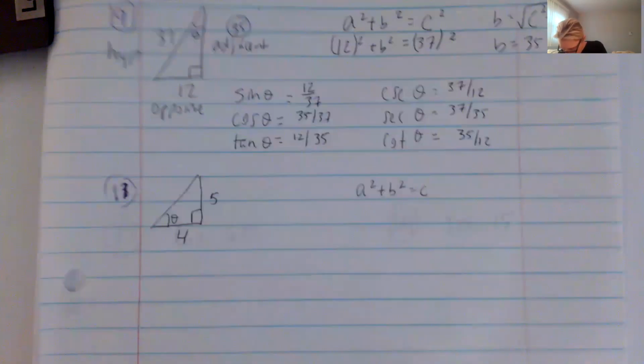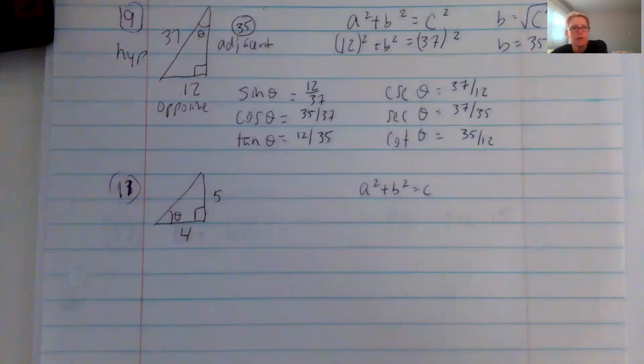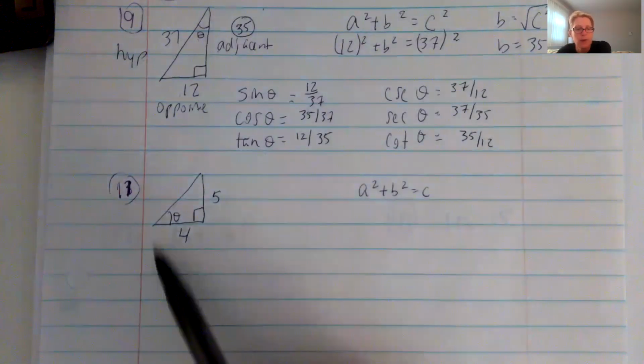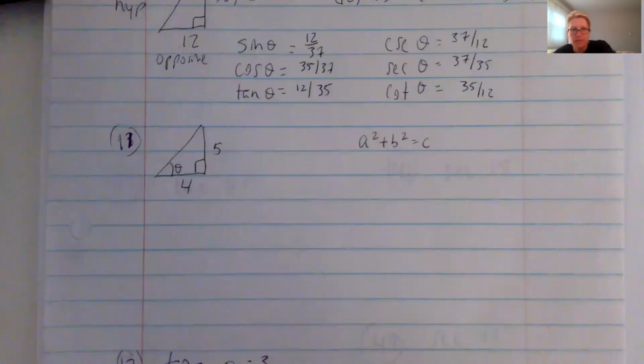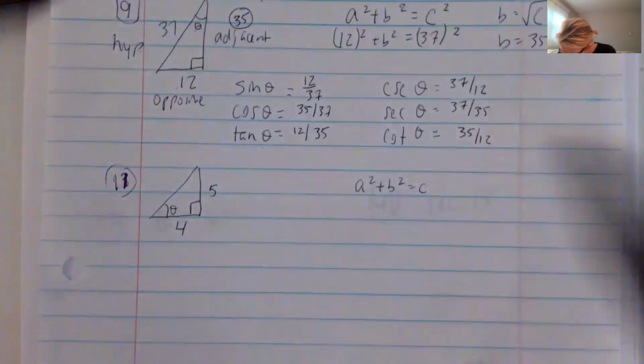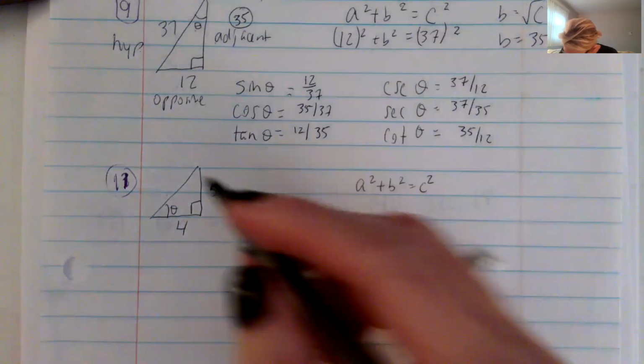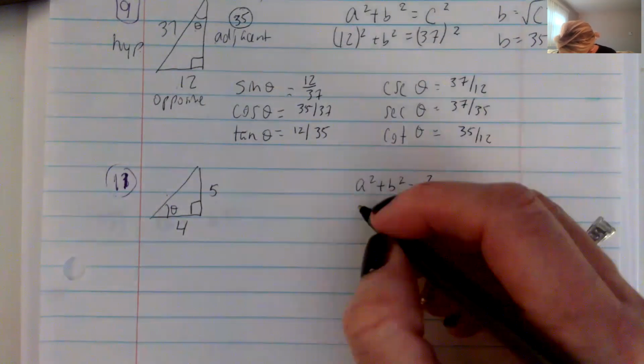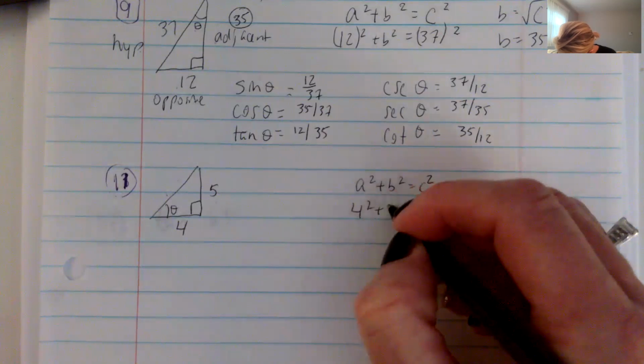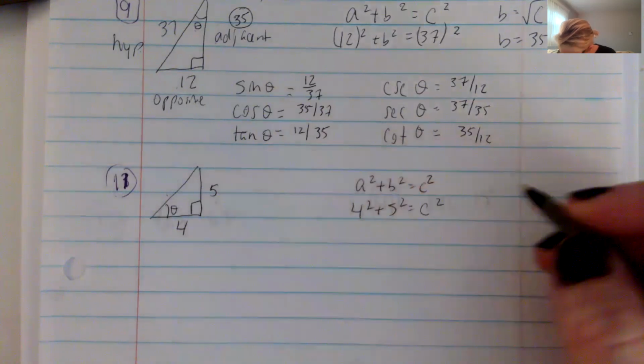Okay. Let's look at number 11. A little bit different setup. This time we don't know the hypotenuse, but we know the 2 sides. Oh, and I keep forgetting my square on c. So let's go ahead and find our hypotenuse. So we're going to have 4 squared plus 5 squared equals c squared.